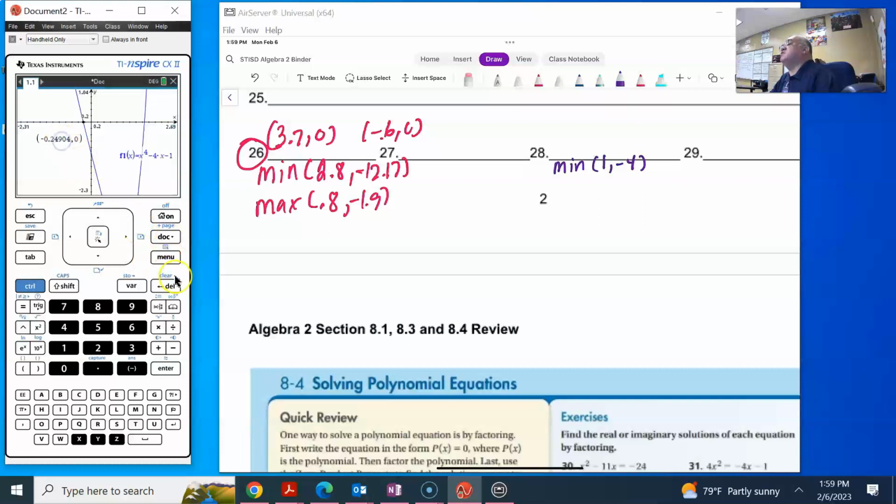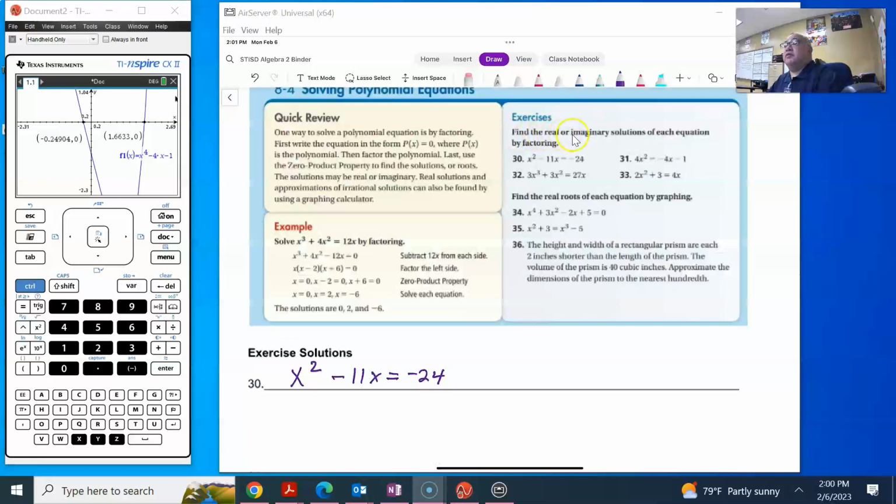So that's the first zero that I found. So here's the second zero. So I'm going to go ahead and write it here. So the first zero is negative 0.2, comma 0. And the other zero is going to be 1.6. Max, there was no max. No local max.